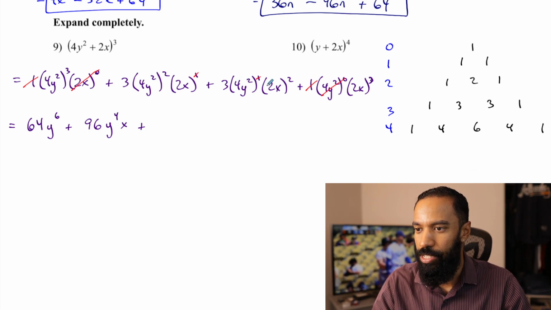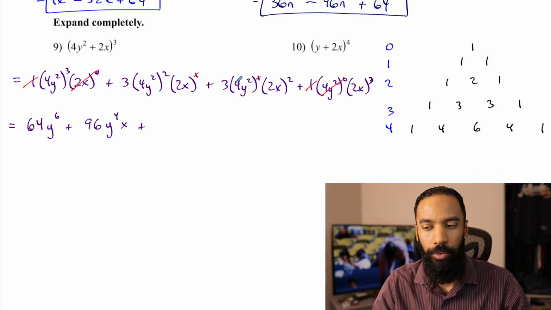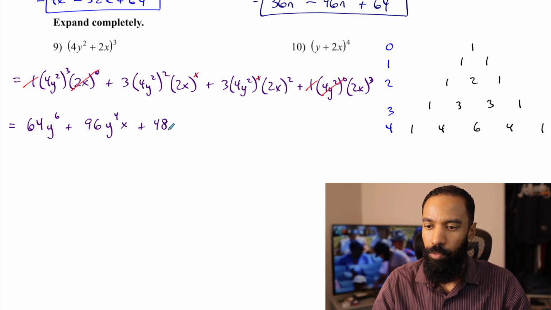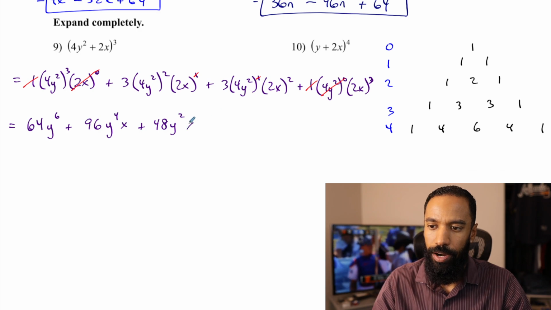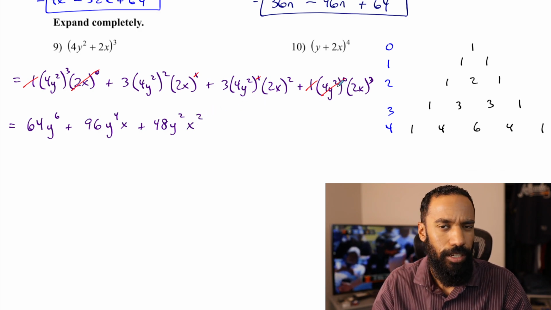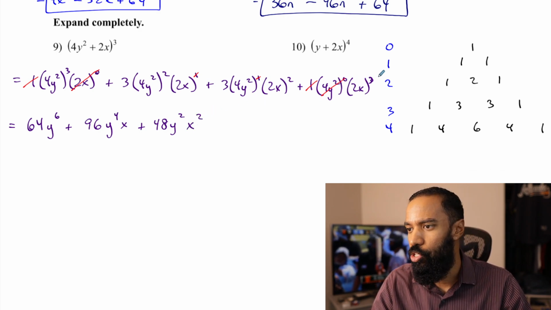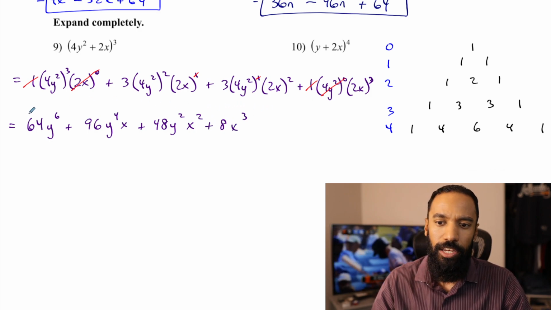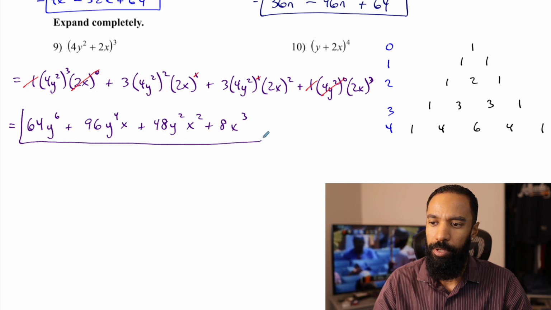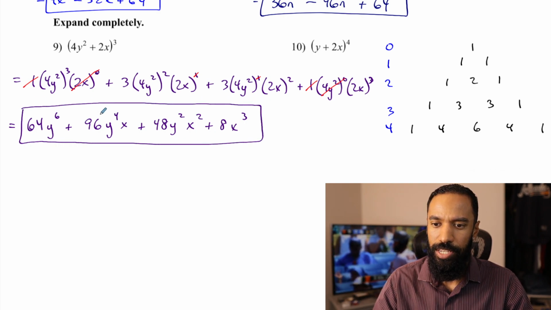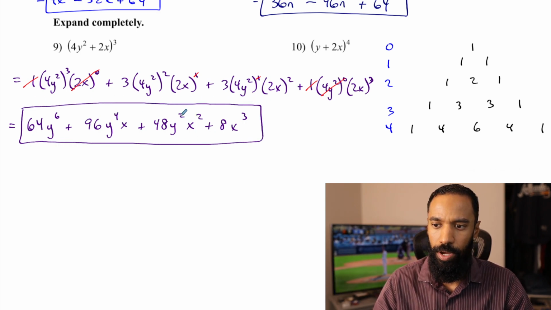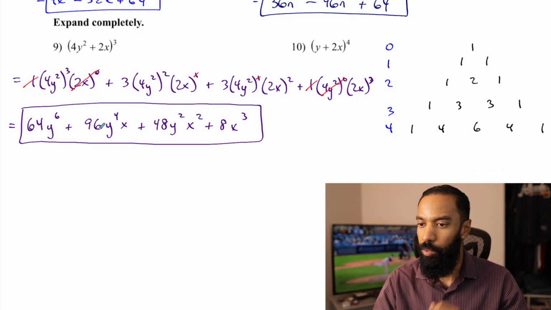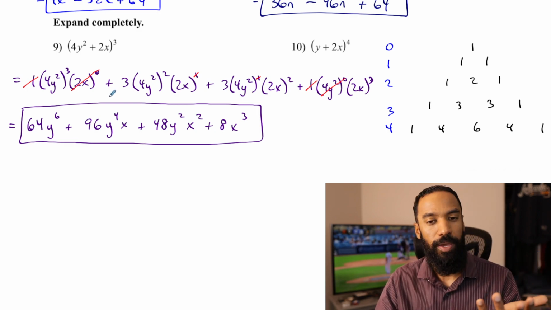3 times 4 times 4, 2 squared, right? So 12 times 4 is 48. And then y squared here, and then x squared there. As you can tell, I'm a little chatty. And then 2 cubed x cubed, that's 8 x cubed. And I do want to make sure that I'm in standard form here, and I am. This is degree 6, degree 5, 4 plus 1, degree 4, 2 plus 2, and degree 3. 6, 5, 4, 3, and we're all good. So that's the binomial expansion of that guy.